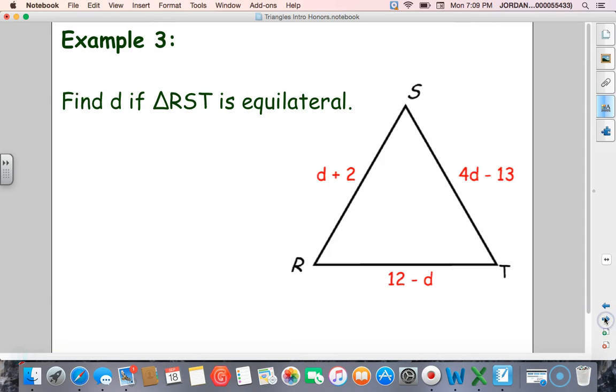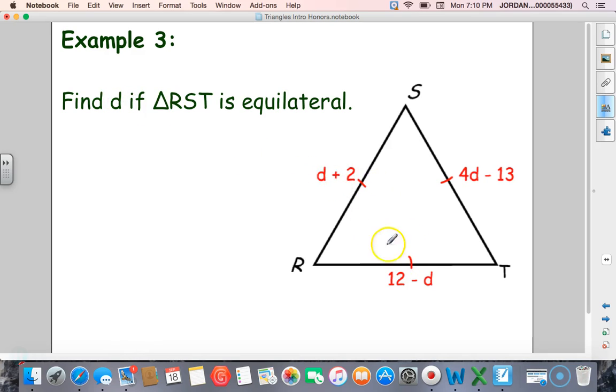All right, so hopefully you guys got all those. Let's go ahead and look at this triangle real quick, actually applying our knowledge of triangles to solve some problems. Find D if triangle RST is equilateral. So if this is equilateral, what do we know? We know all the sides are the same. This is the same as this, and it's also the same as this. So how can we find D?